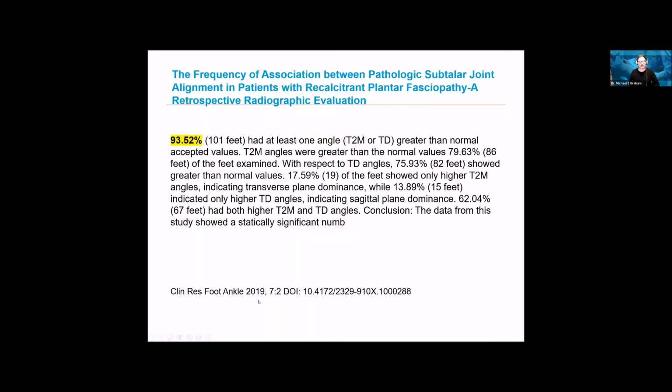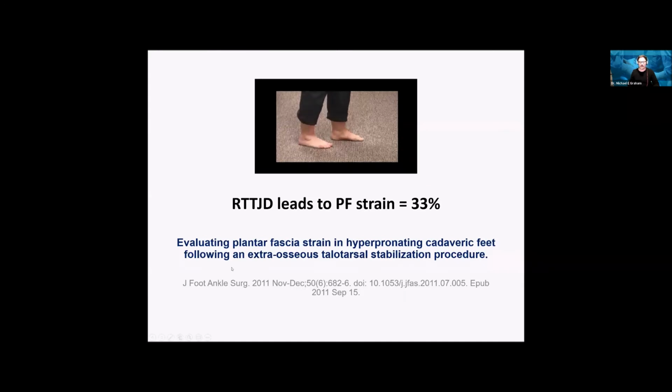So this other paper was published last year in 2019. And this was a radiographic review of patients who had plantar fascial releases of 101 feet, and it found that almost 94% of those patients had a recurrent talotarsal joint dislocation deformity. So that shows that, it's not 100%, but there's no other etiologic factor that is going to have a higher prevalence than recurrent talotarsal joint dislocation.